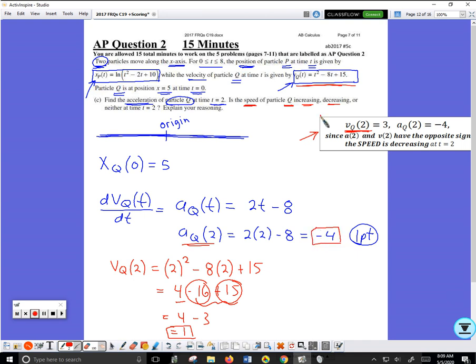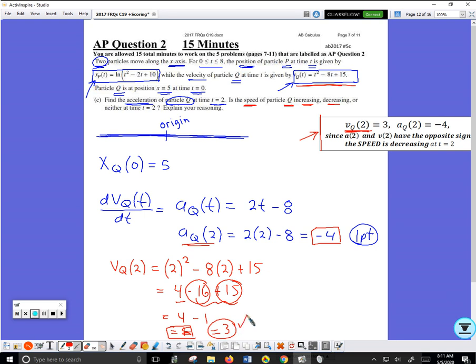So my answer is right here. It helps if I don't make a mistake somewhere. What did I do wrong? Okay, here's the mistake. Negative 16 plus 15 would be negative 1, so this should have been 3. Good thing I don't have to get all the points on the AP test to get a 5. Bad joke.